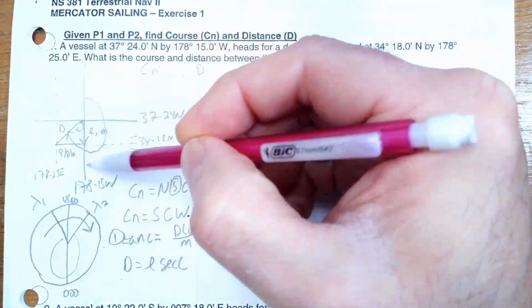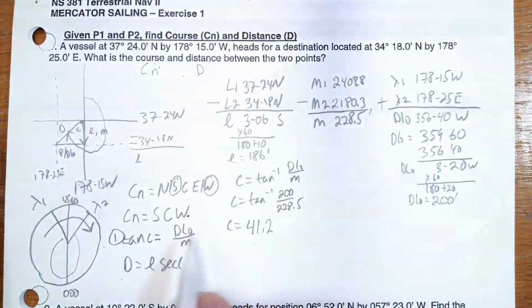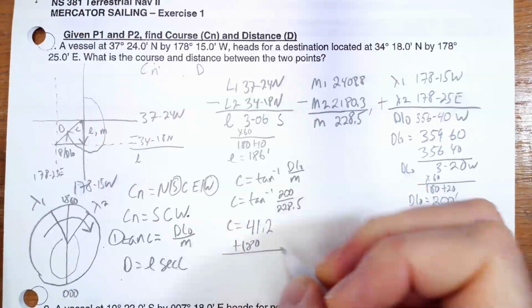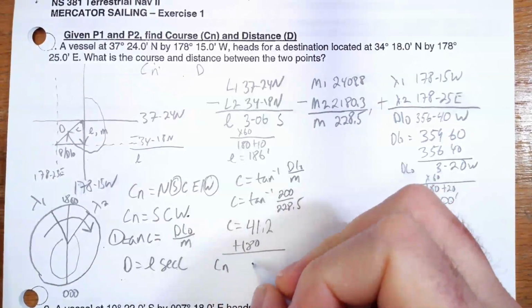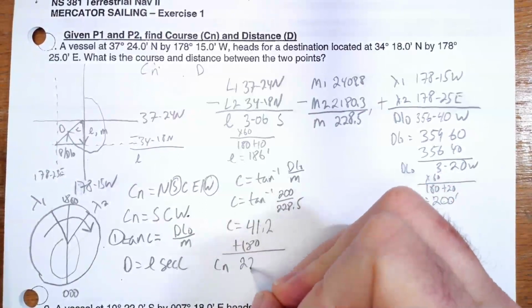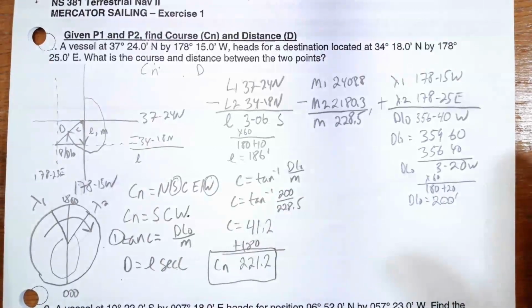Okay, so I want that whole angle. It's going to be 180 plus 41.2. But that's also what this says. It says 180, that says plus, and that's 41.2. So anyway you slice it, I've got to add 180 to this, and CN is going to equal, what was that? 221.2. That is the first problem, that's half the problem answered right there.